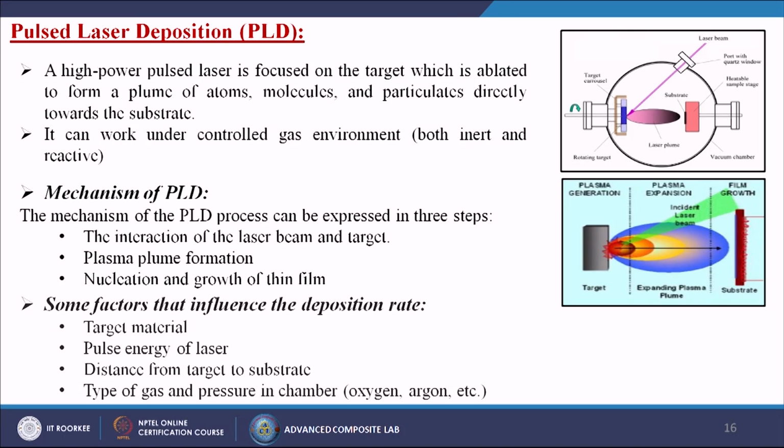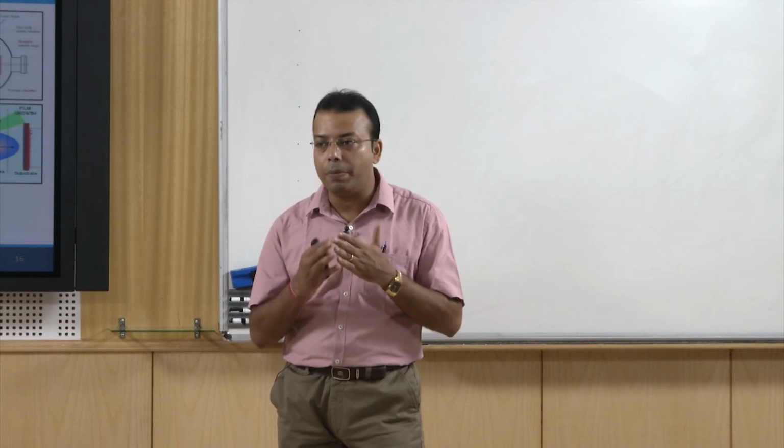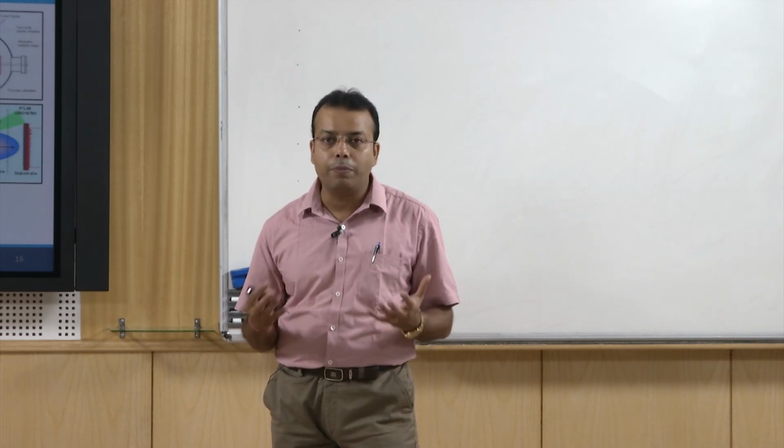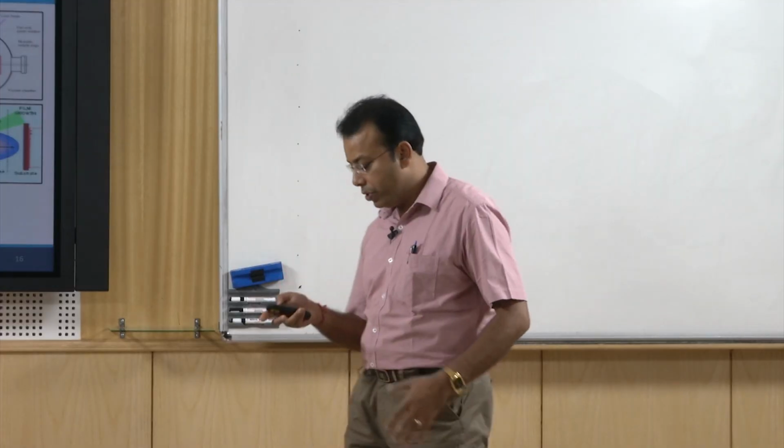Now, how you are going to control your laser depends on whether it is pulsed, meaning there will be an on or off mechanism, or continuous. So, it depends upon what type of energy source you are going to use. Some factors that influence the deposition rate are the target material, pulse energy of the laser, distance from the target to the substrate, and types of gas and pressure in the chamber, oxygen, argon, etc. So, here first you have the target, and the laser hits your target material, making gases or ions, and the plasma expands. Then that expanding plasma plume directly deposits onto your substrate and does the growth of that particular material.